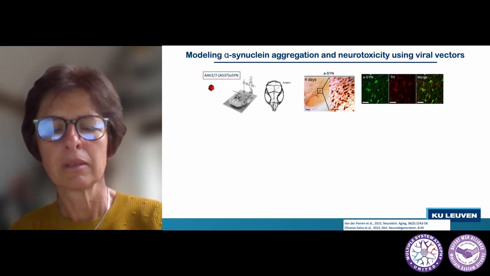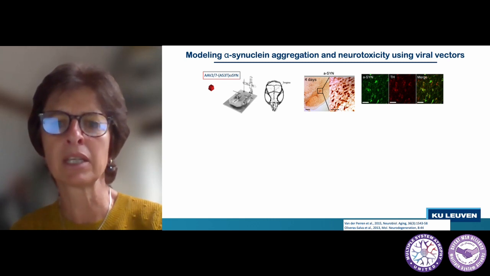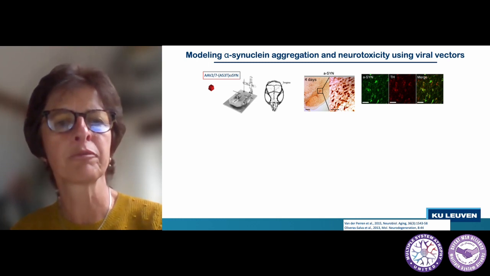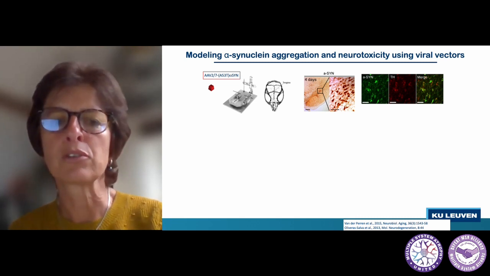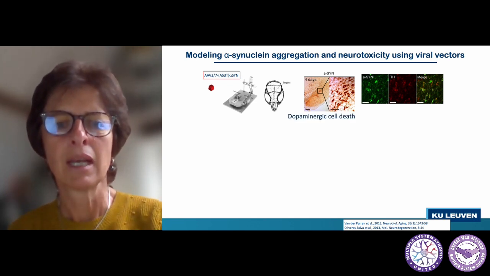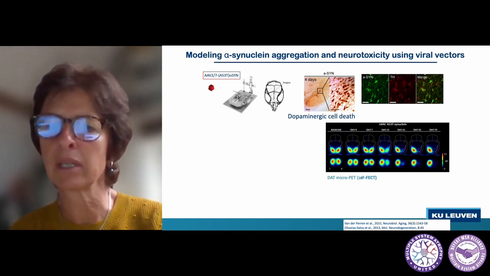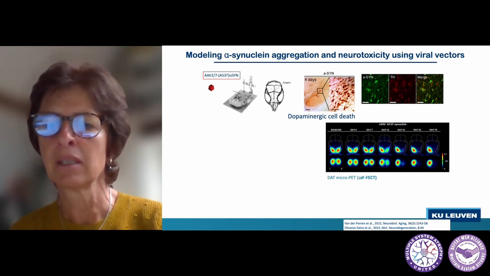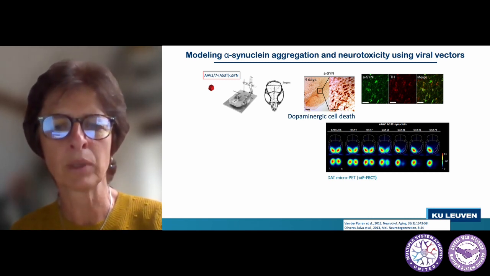One of the expertises of my lab is to use viral vectors to model alpha-synuclein aggregation and neurotoxicity. Very briefly, we started to do this a long time ago, mostly in the context of Parkinson's disease, where you have a viral vector that you inject in the brain, in the substantia nigra of rats or mice. You induce overexpression of this protein, and this gives rise to a number of phenotypic changes like dopaminergic cell death, and you can monitor this with dopamine transporter micro-PET, where you can see that you lose the signal over time unilaterally, because we usually inject on one side of the brain.